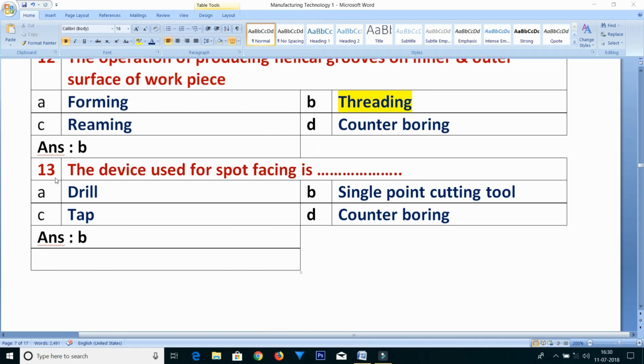The next one is the 13th question. The device used for spot facing is dash. The options are option A, drill, option B, single point cutting tool, option C, tap, and option D, counterboring. The right option is option B, that is single point cutting tool.